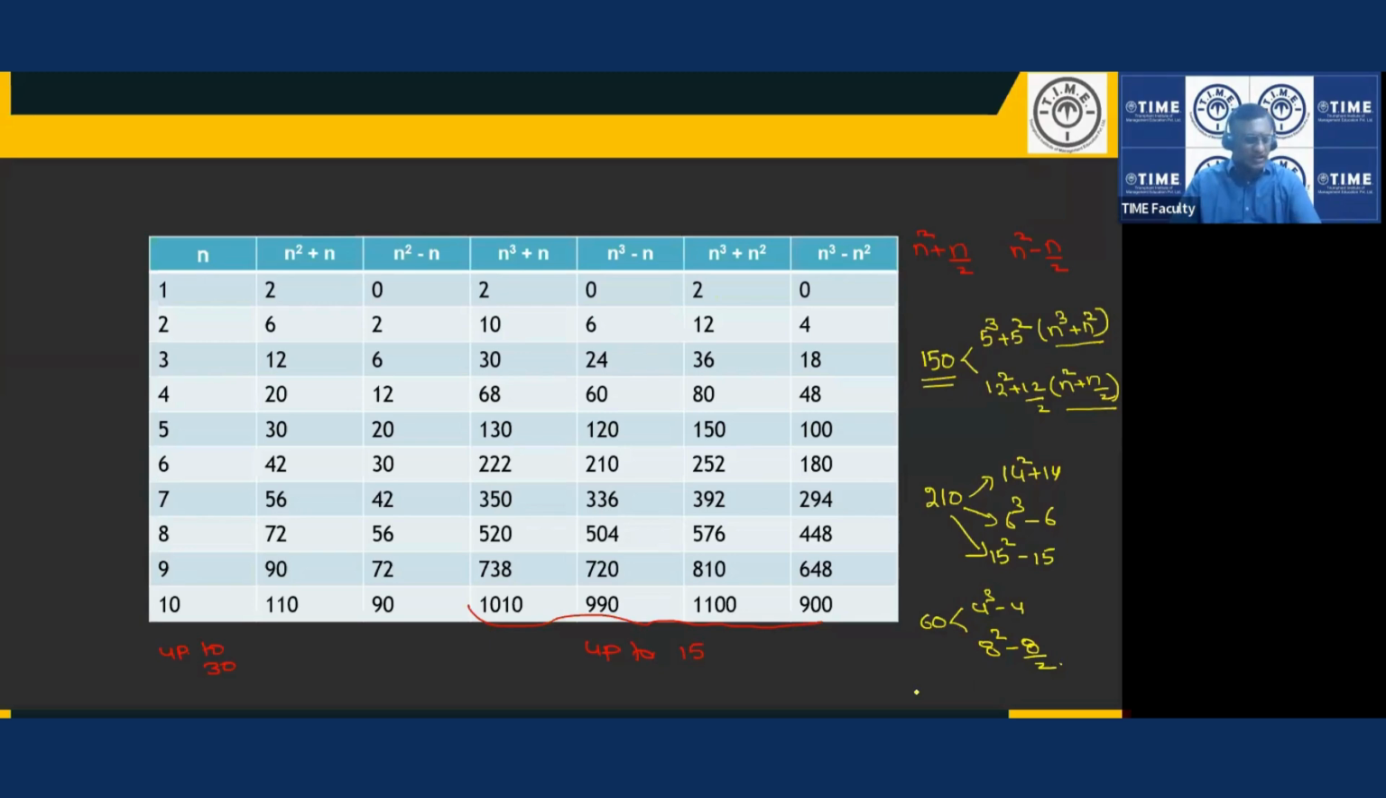Whether you round them up or highlight them is your wish, but it is important.